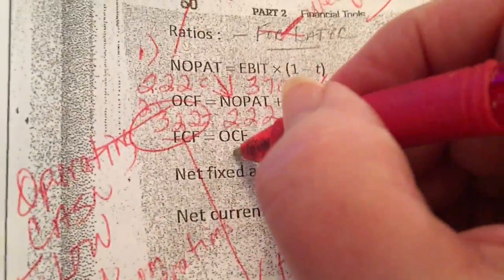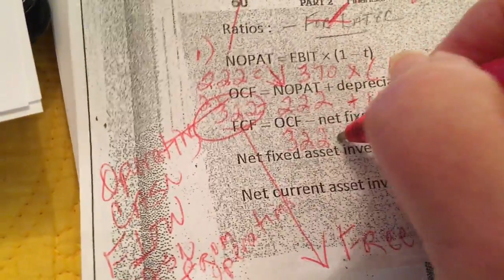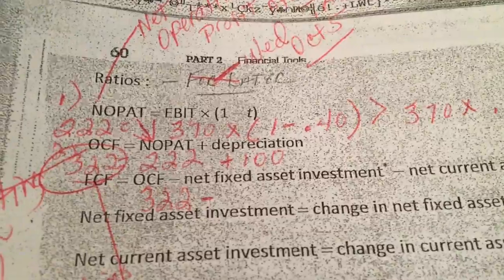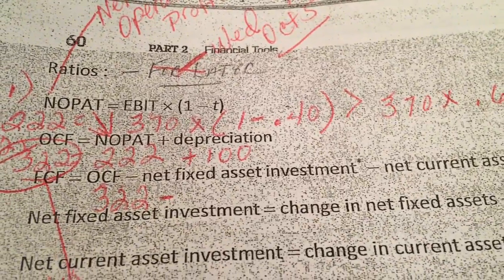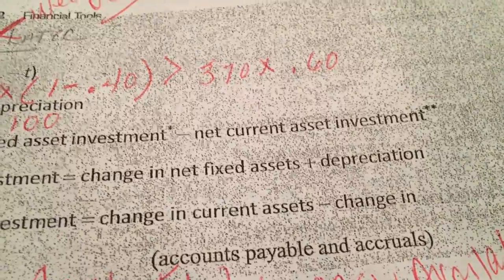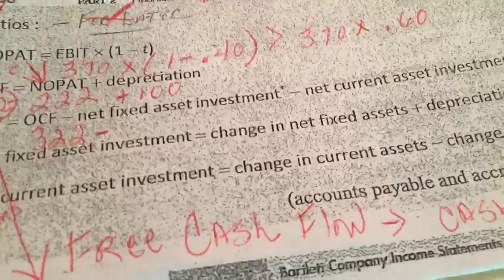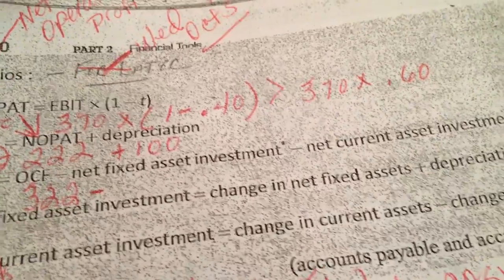What you want to do is use the number in 2, operating cash flow, which is 322, and we want to make some adjustments. We're going to subtract out some things. First thing we want to subtract out is our net fixed asset investment. Then we want to subtract out our net current asset investment. Fixed assets are those assets you're going to use for a long period of time.